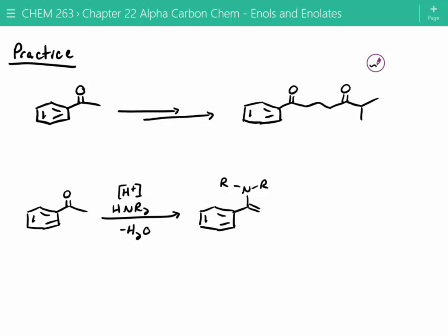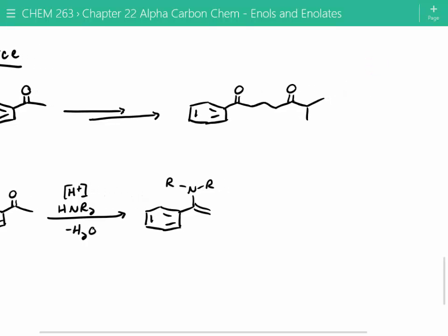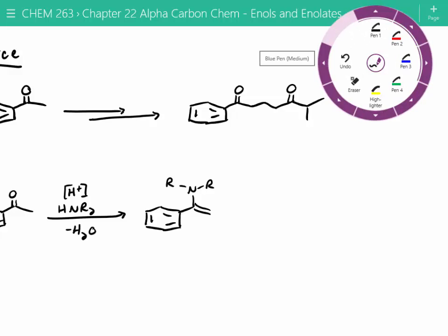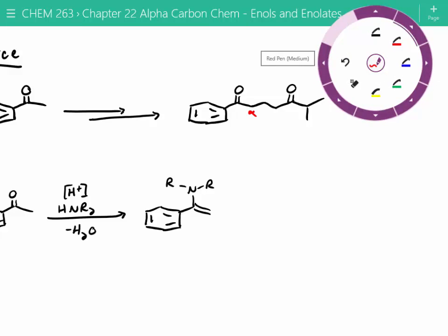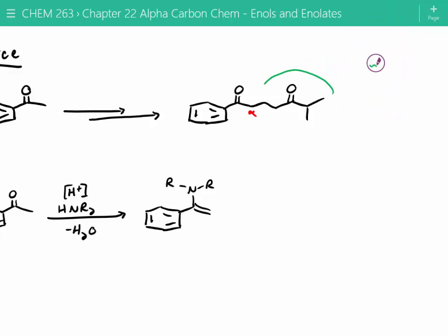All right, so we've got our enamine now. The question is, what other organic reagent do we need in order to get this to work? So if we look at our alpha position here, basically our whole new added group on here was this guy, right? So we need to come up with an alpha beta unsaturated ketone or aldehyde that would give us this product.